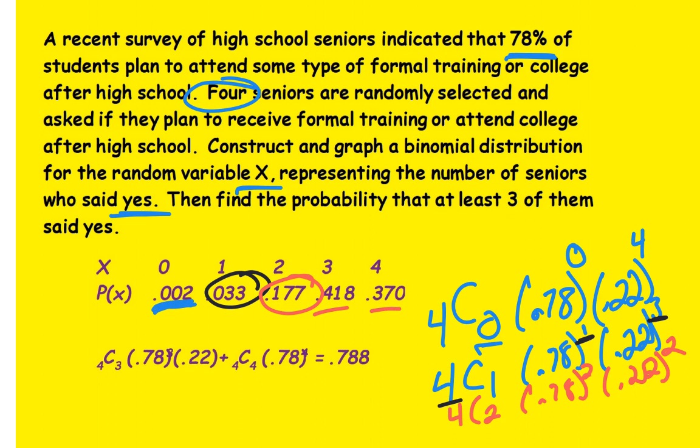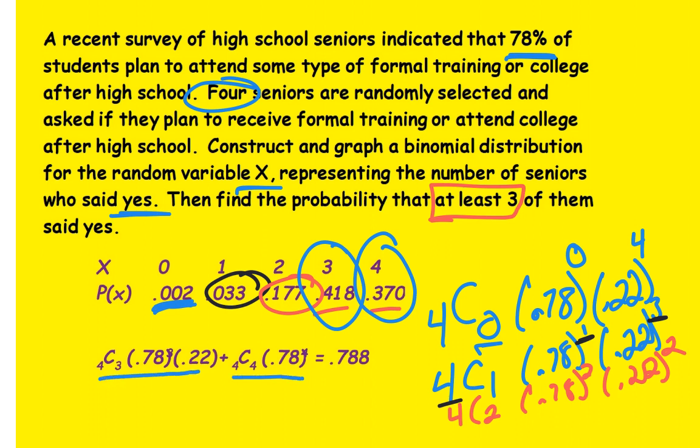And then find the probability that at least 3, that meant 3 or more. So it could be 3 or it could be 4 said yes. So I need to take the 3 and the 4 and add them up. And if I do that, I get 0.788. So almost 79%, the probability is 79% certain that at least 3 of them would say yes.